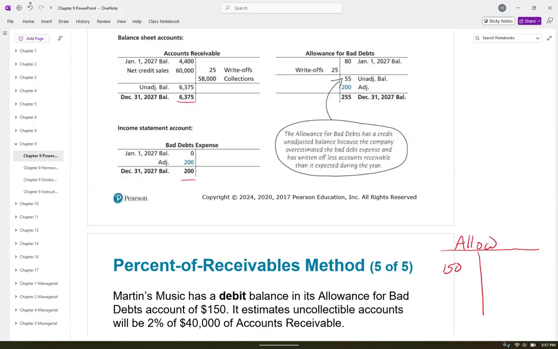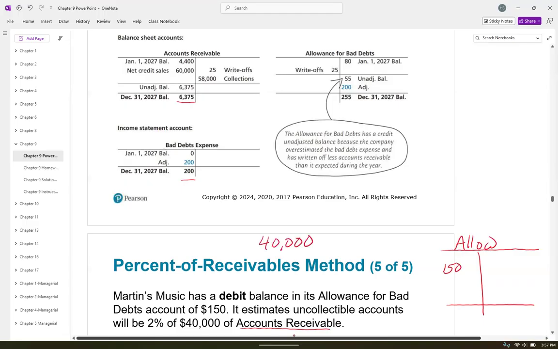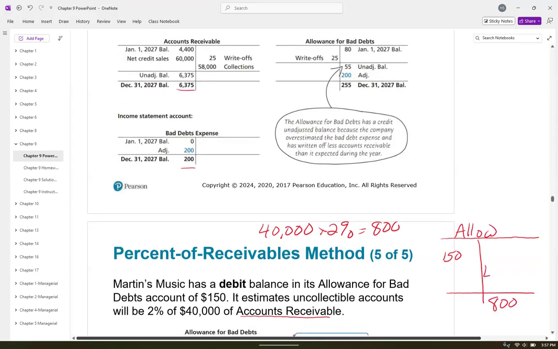I'm using my phone calculator. They are saying that is the ending balance because we are using accounts receivable. We're a balance sheet method. So we are calculating that 40,000 multiplied times 2% is 800. That's what we want to end with. We want that to be our ending balance. We are going to back into the allowance for bad debts.